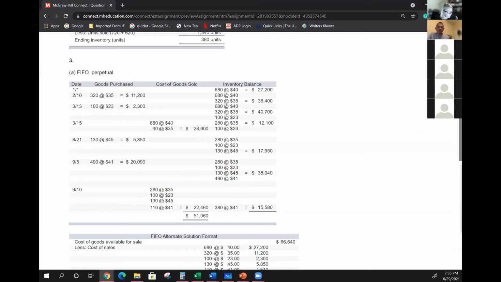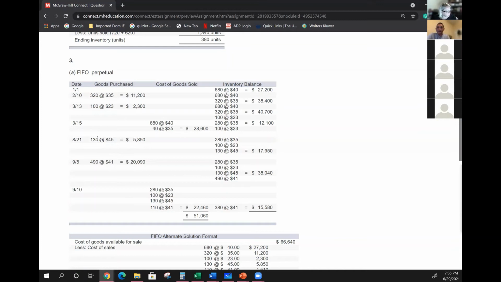Okay, I'm trying to figure out what they're doing over here on the end. So we got the 680. And then we purchased these. So we got the 320 at 35. We got the 100 at 20. It asks for the inventory balance. So whatever we have, this number, we subtract from the whole inventory. Yeah, so you got to go through and make sure that you get the right units.